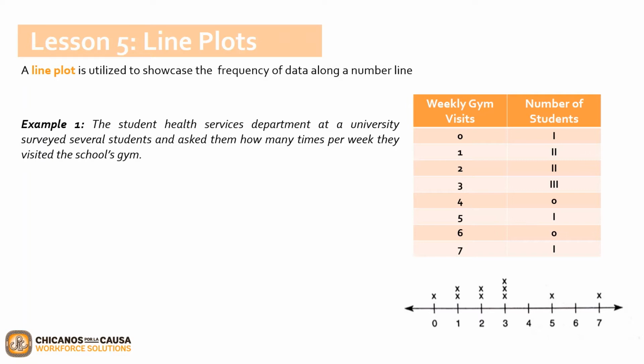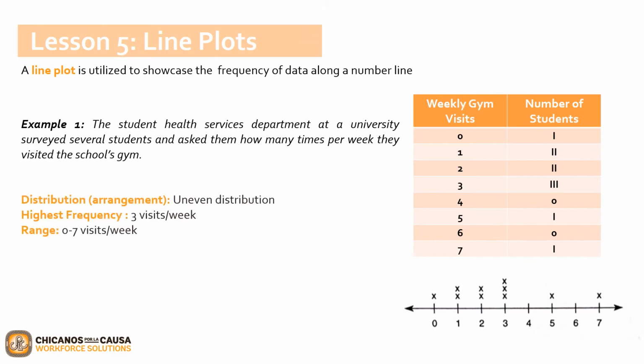So visually, you will notice it looks just like a number line with the 2 arrows at the end, and in this particular case, it also has digits, whole numbers, that range from 0 to 7. The tiny X's above each mark or each digit represent the number of students that visited per week.